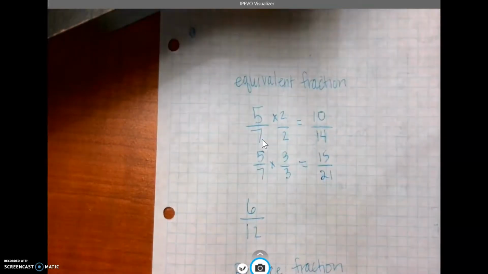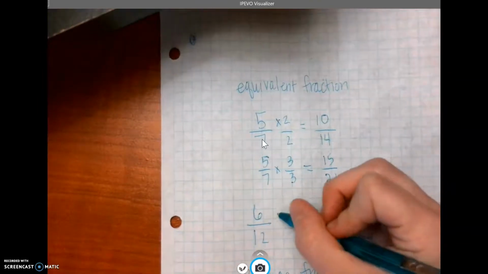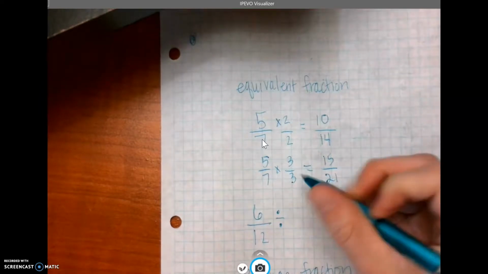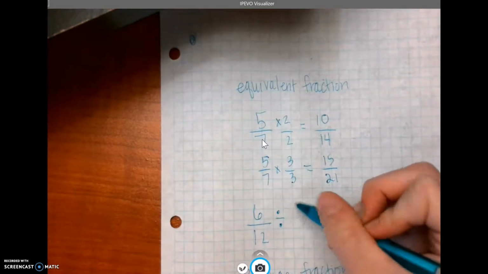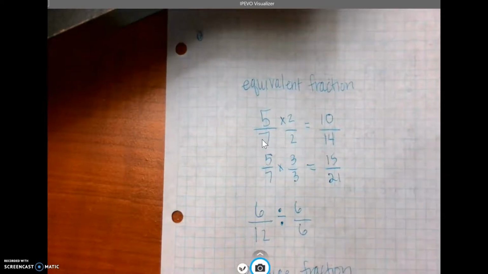Okay, you guys try to find an equivalent fraction for 6/12. You could reduce it, or you could multiply by 2 and then multiply by 3. Okay, pause the video and try to find equivalent fractions. Okay, I'm going to do it right now. I'm going to do one where I reduce. So I'm going to divide 6 and 12 by 6 because both of those divide by 6.